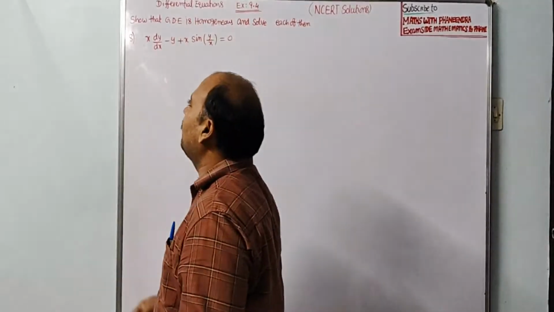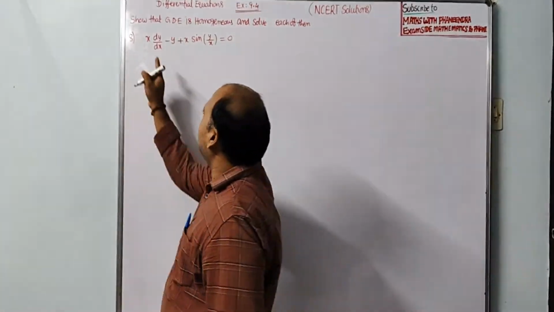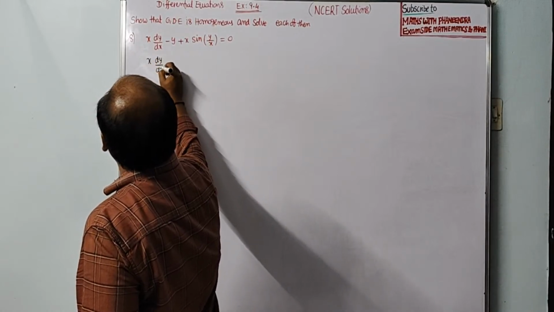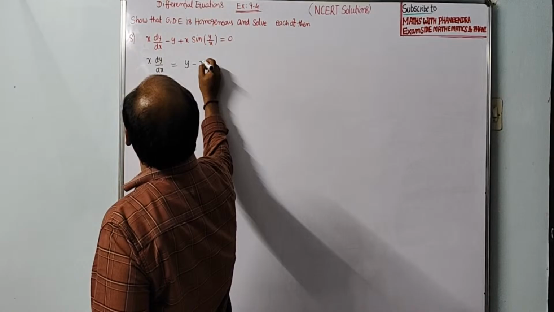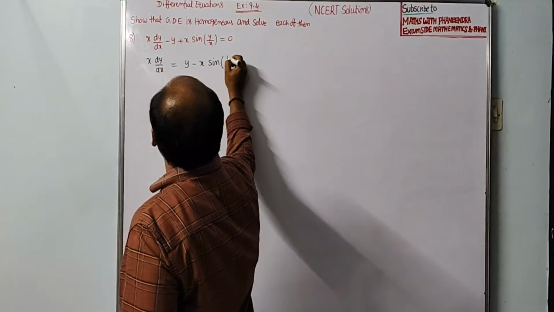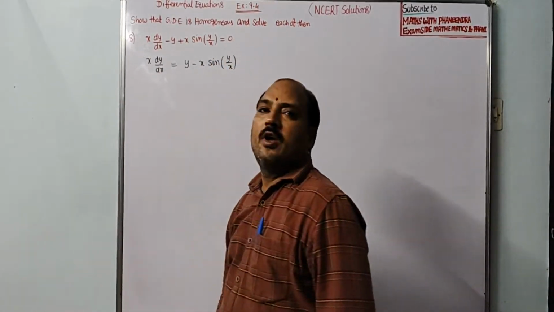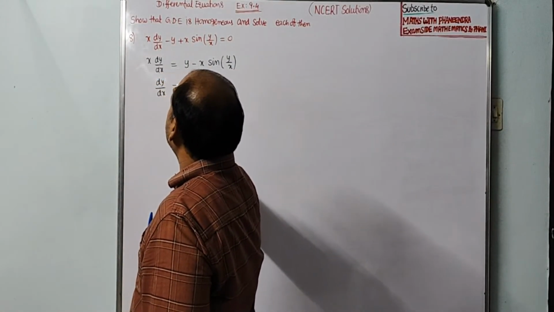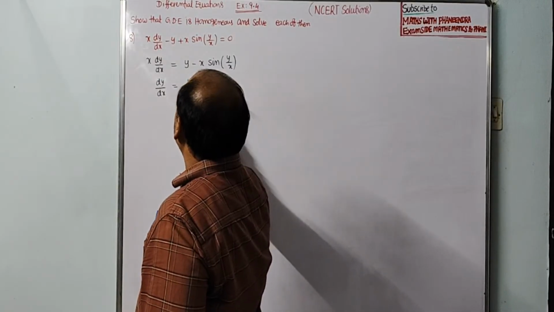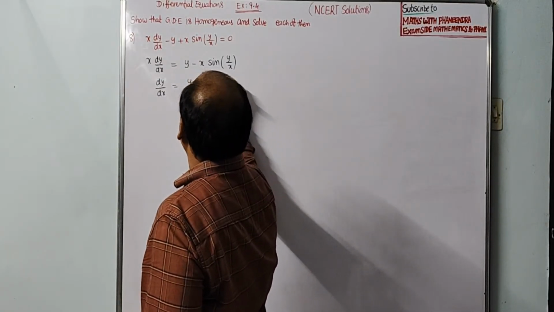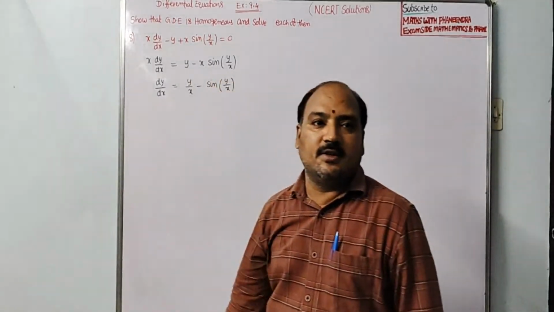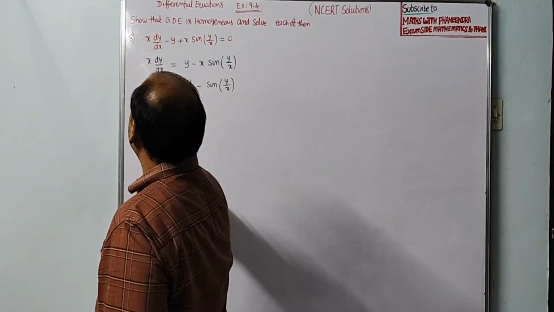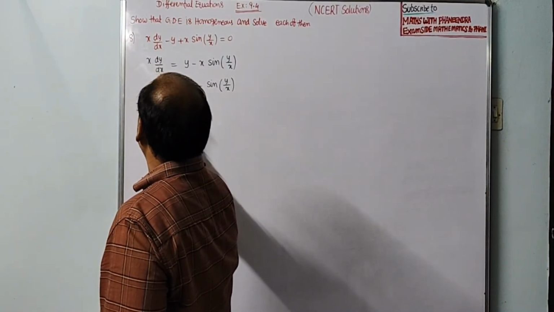To solve this problem, we want to divide by dx. So here, x into dy by dx is equal to y minus x into sine of y by x. Dividing by x on both sides, dy by dx equal to y by x minus sine of y by x. Because here x gets cancelled. It is a homogeneous differential equation.